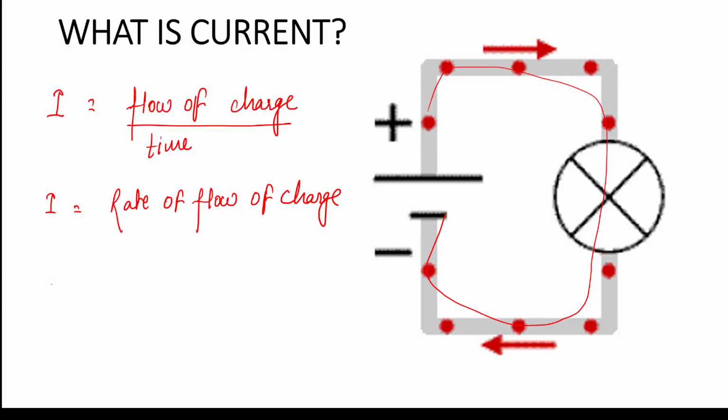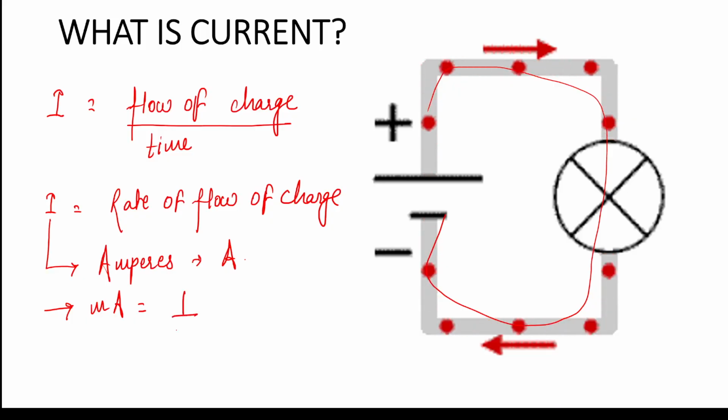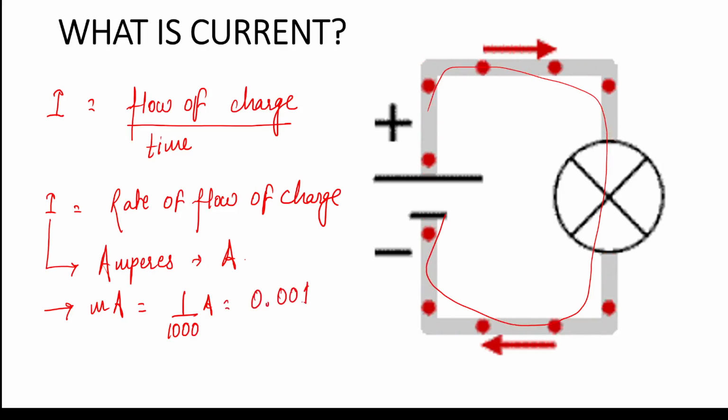Now again, the unit for current is amps, or in full form amperes, written as capital A. Now again, if you have milliamps, what do you do? Yes, you're right, you just divide by 1000. That becomes 0.001 amps.